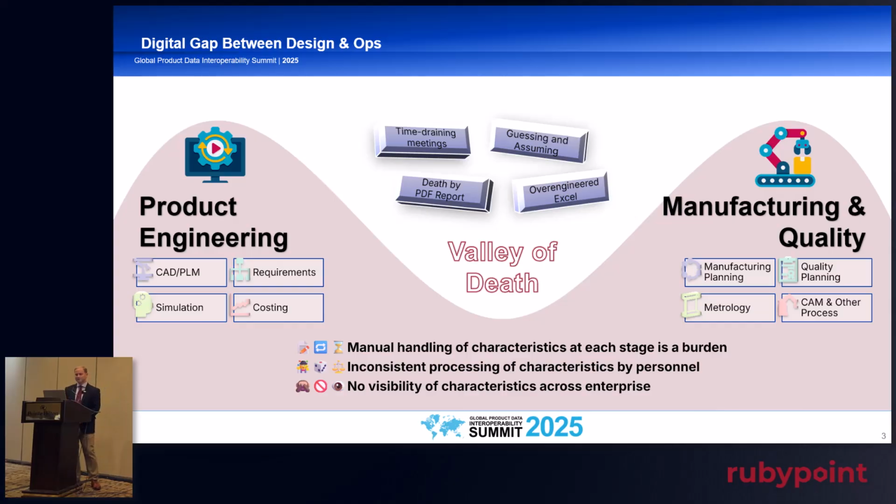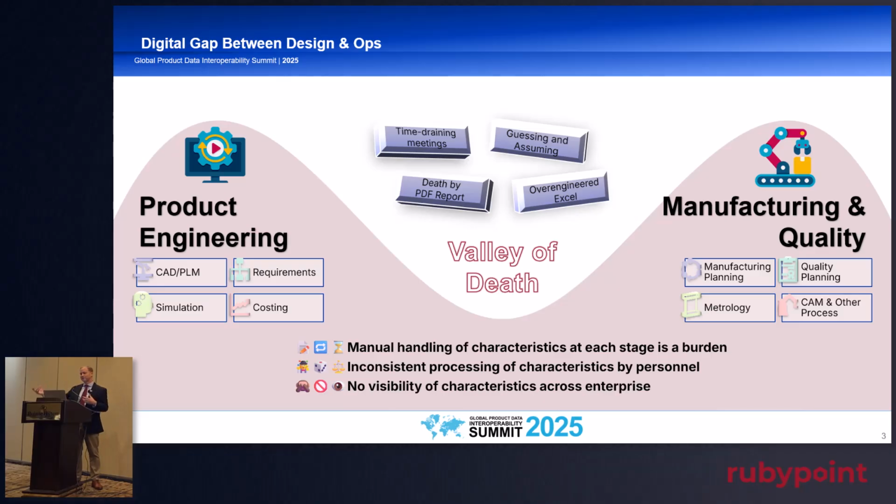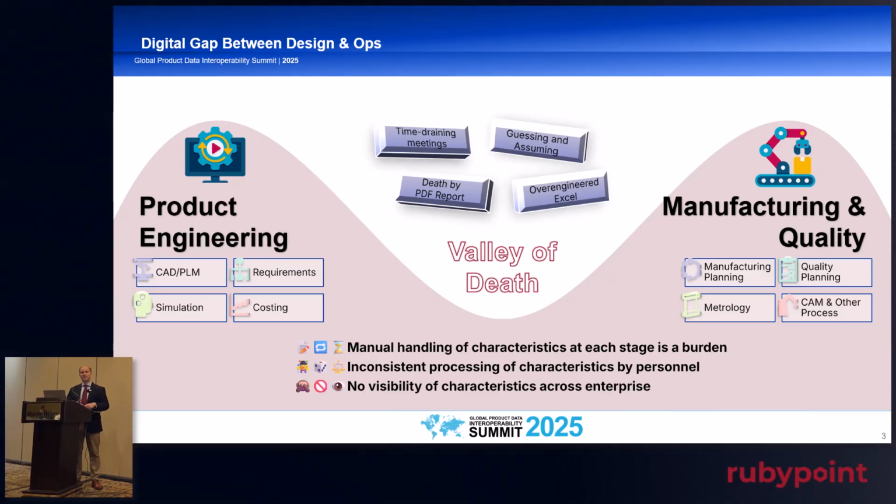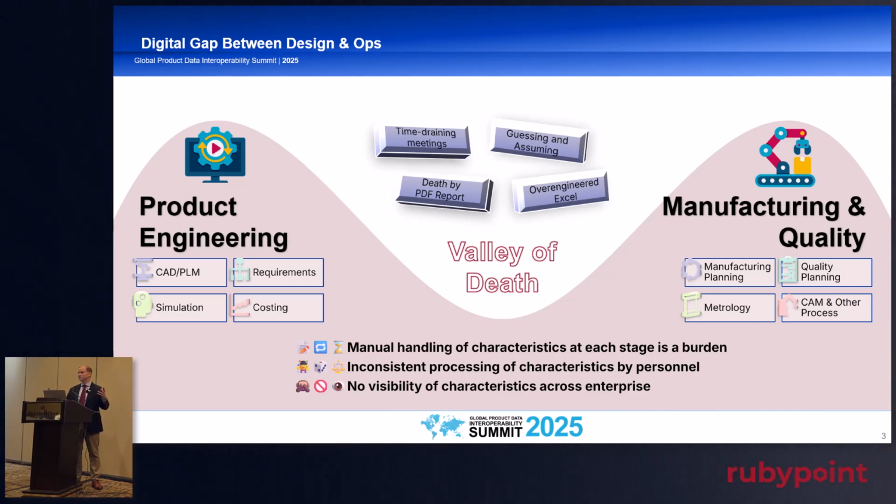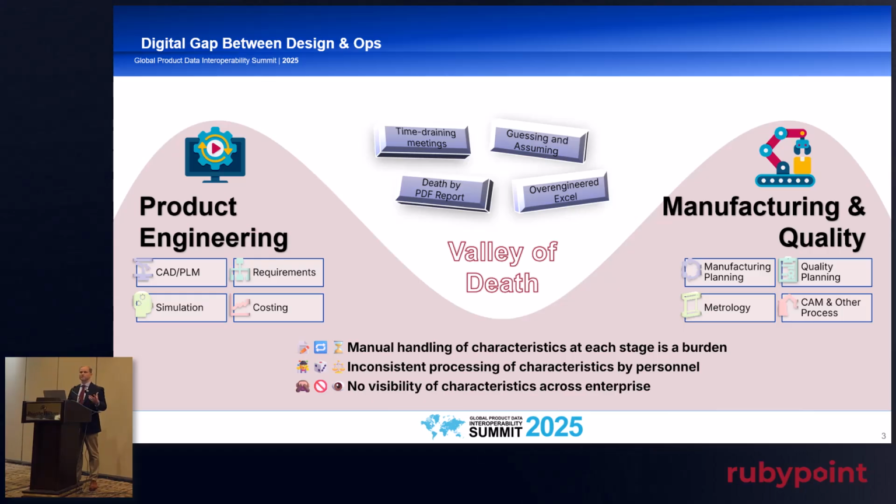Right now, we have this valley of death between product engineering and manufacturing and quality. The way that communication is currently done is meetings, maybe a lot of guessing or making assumptions about what the upstream designer or the downstream manufacturer is thinking, PDF reports or PDF documents being passed back and forth, or crazy Excel spreadsheets with macros and Visual Basic written in them. It's a very poor way to transmit this data between engineering and manufacturing. And again, the essence of it is characteristic data related to your part.